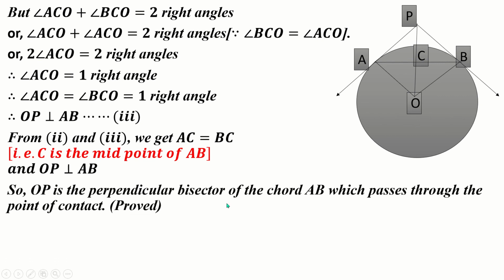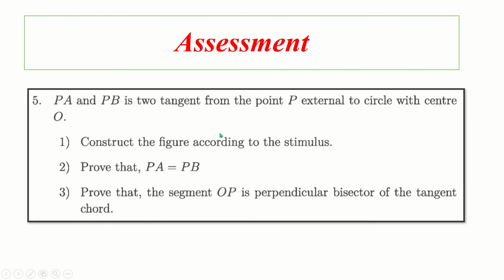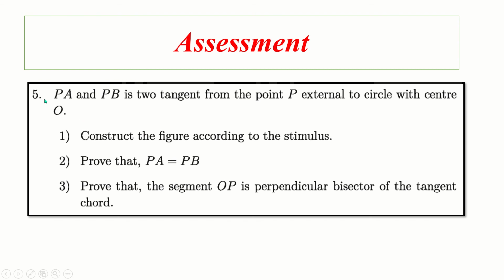Okay, follow this. You can solve number 5 in your book, exercise 8.4. That means number 3 and before, the theorem is the same, and PA equal to PB you had already proved in the main theorem. Just write it like an assignment.